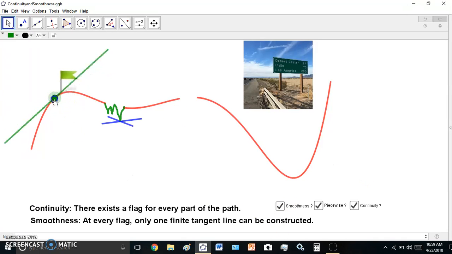So what makes a path smooth, by the way? What makes a path smooth? You're looking at it. You see that green line there? If you can construct only one green line at every point along the path, then that path is smooth. And let's see an example of where it's not smooth over here. See, you can construct infinitely many tangents at any one of these sharp points here.